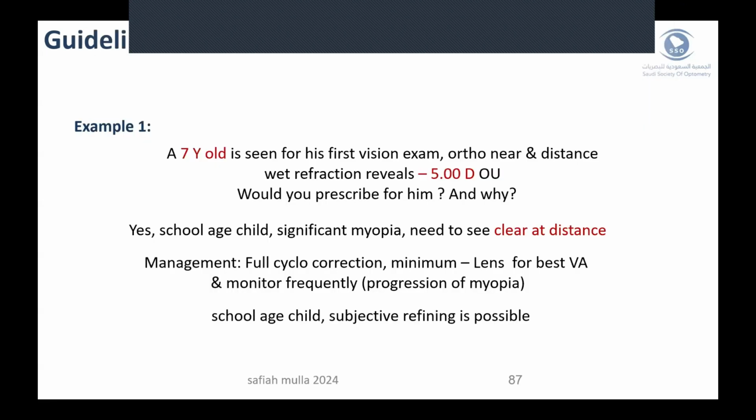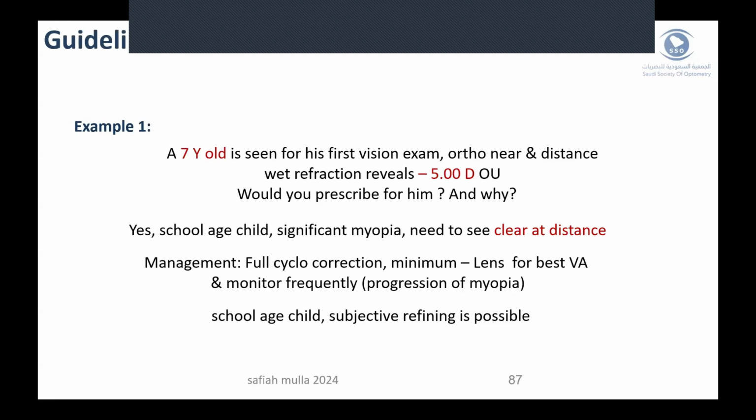It's a school age child, you can do subjective refining with that age. So for a 7 year old, you can do subjective refining on the next visit if you want. You can do cycloplegic this time, or you can do the subjective refining first before the cycloplegia, and then you do the cycloplegia and compare the result to the subjective. And this is what I do.